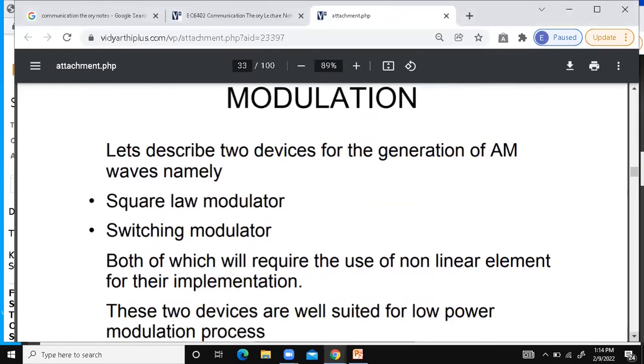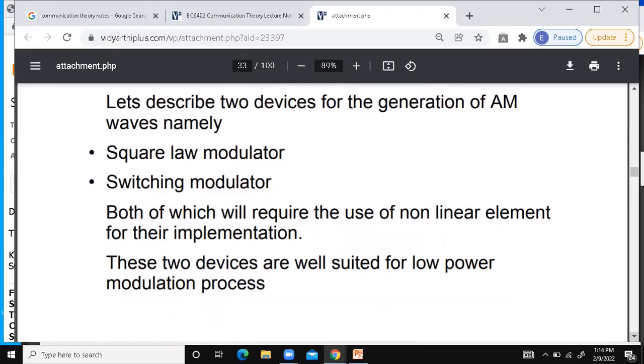Let's describe two devices for the generation of amplitude modulated waves. The two that we're working with today are the square law modulator and the switching modulator.